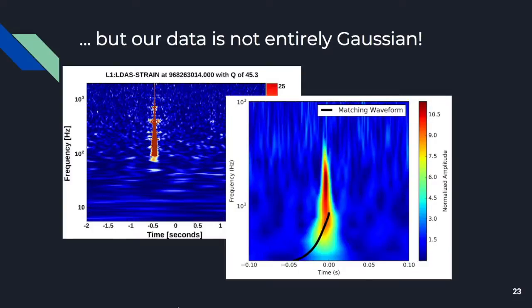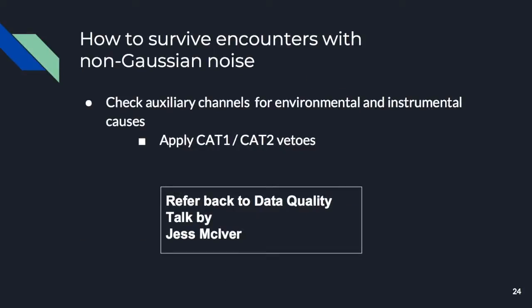I have an example of this. This is a blip glitch, as we mentioned in the prior talk. This black line is the time-frequency track of an actual binary black hole signal. This is a very high mass one, with a very high mass ratio. You can see that it kind of matches here. It doesn't match anywhere up here. A human would be able to tell that. A matched filter can't. So unfortunately, our data is not Gaussian. It has noise transients. So matched filtering is not good enough, but it is a place to start.